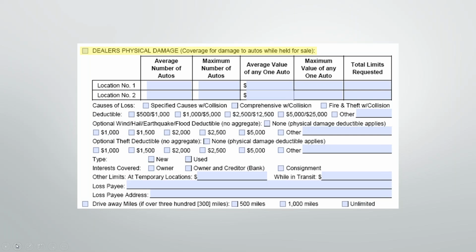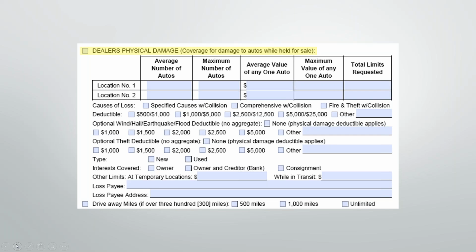There's the same causes of loss: specified, comprehensive. I've never seen anyone pick just fire and theft with collision. The first two are the most common. Comprehensive with collision is definitely going to be the one you want. It's more comprehensive coverage, and there is no underwriting basis of which one they qualify for. So I recommend to always pick the comprehensive with collision. Then we go into deductibles, and then you'll see where it says type, new or used. The carrier just wants to know, are they selling new vehicles or used vehicles?